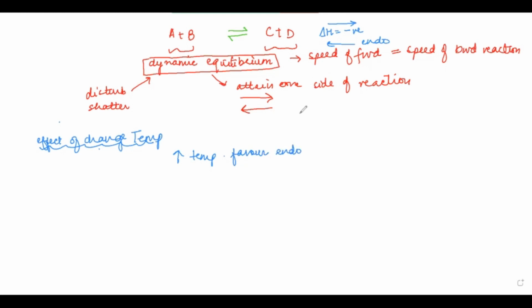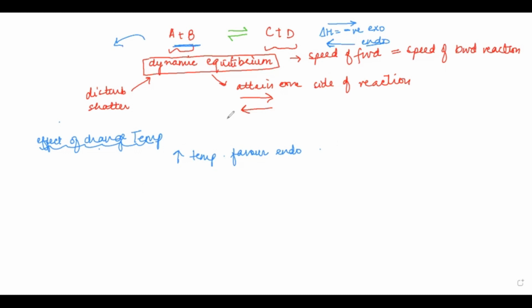So if I increase the temperature, it favors the endothermic side. If your reaction is given with delta H negative, that means the forward reaction is exothermic, so automatically the backward reaction is going to be endothermic. So if I increase the temperature, it's going to favor the endothermic direction. That means in the above scenario, the equilibrium will be shifted in the backward direction, to the left hand side, and I'll be getting more yield of A and B.